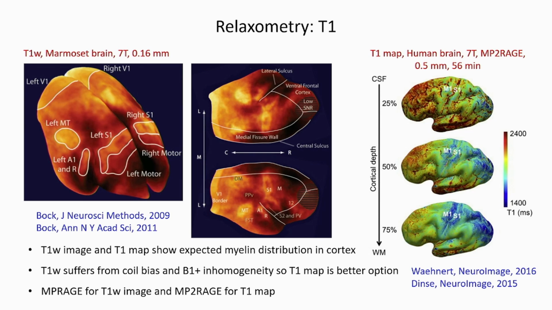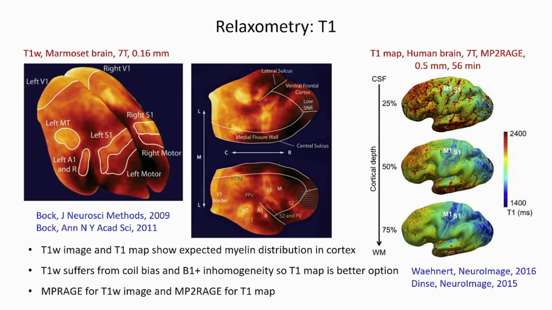What is not easy to translate from T1 weighted imaging into the human brain is the fact that if you have multi-channel coils, we do have these coil sensitivity biases. And also the T1 transmit field generates biases as well. So you cannot really use T1 weighted imaging to visualize myelination in the human brain. So you need to have this T1 map, which is often acquired with the MP2RAGE technique.